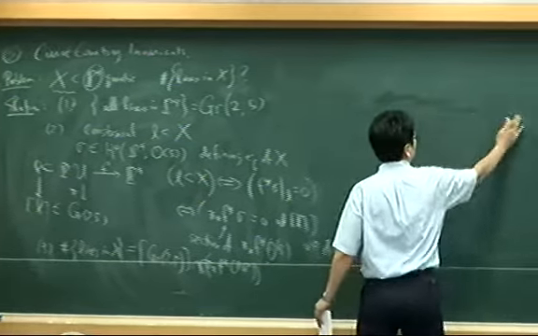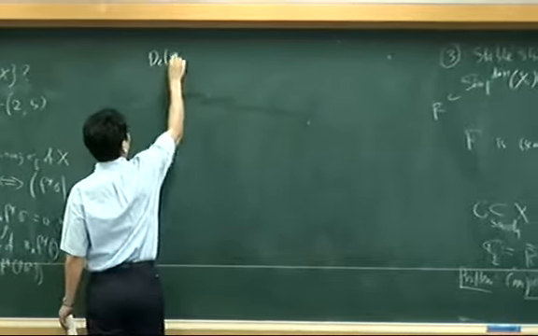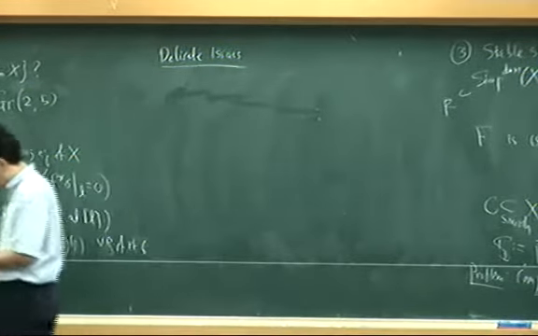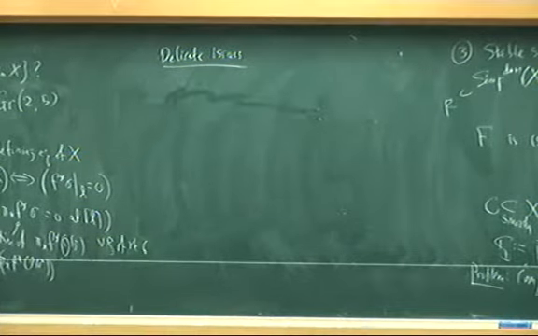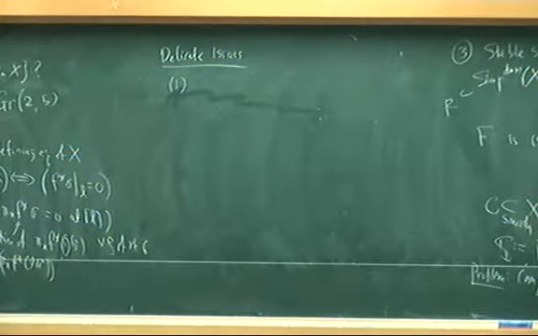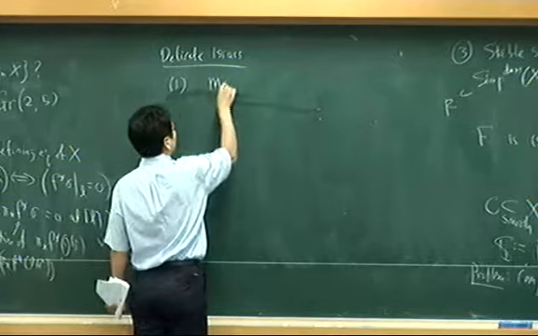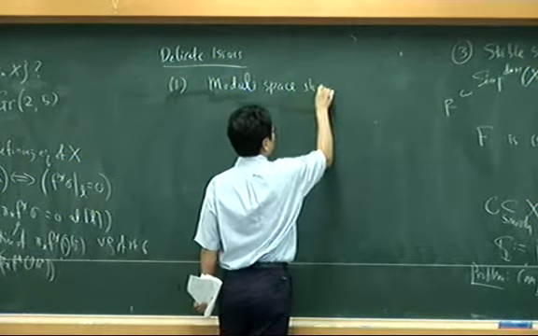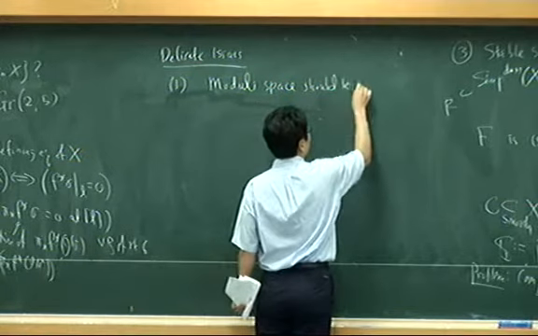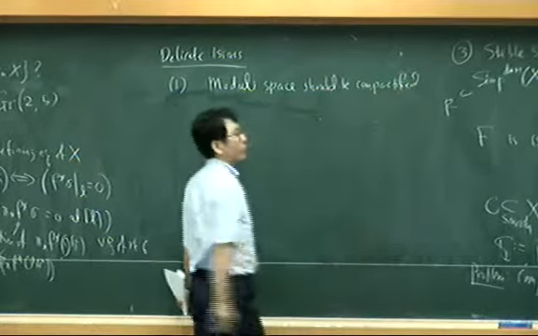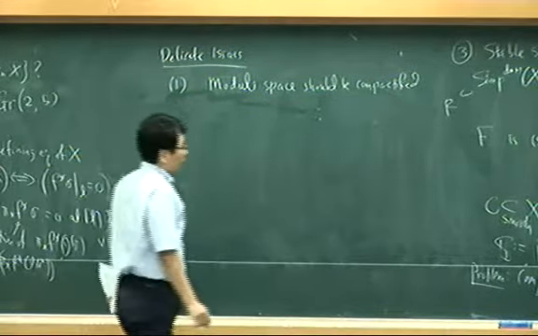But there are some delicate issues in defining curve counting invariants. What are the issues here? In order to do intersection theory, everybody knows, this moduli space should be compactified. Otherwise, you don't get a nice intersection theory. So this compactification is the first issue here.